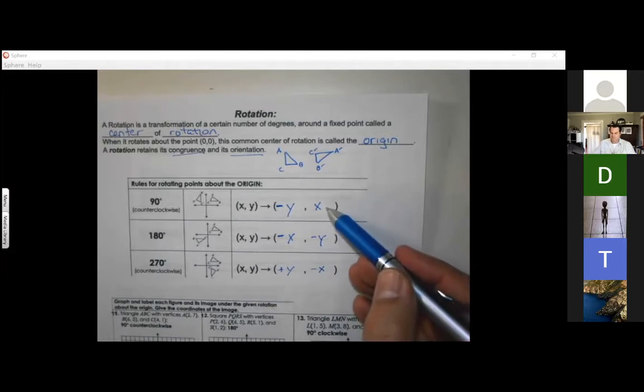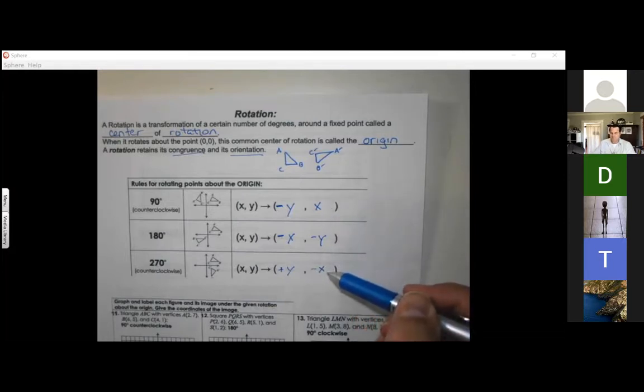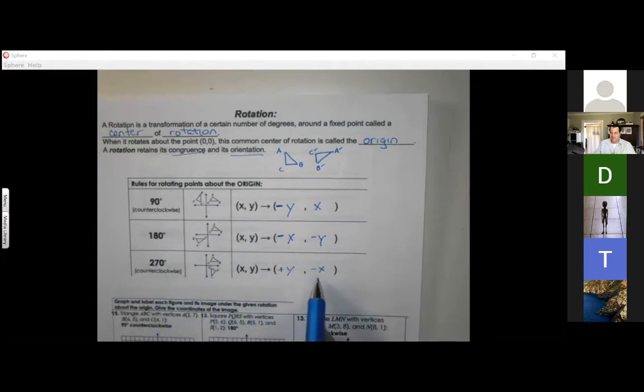So notice that both 90 degrees counterclockwise and 270 degrees counterclockwise both give us X's and Y's traded. It's only a matter of which one is negative. This one is also known as 90 degrees clockwise.